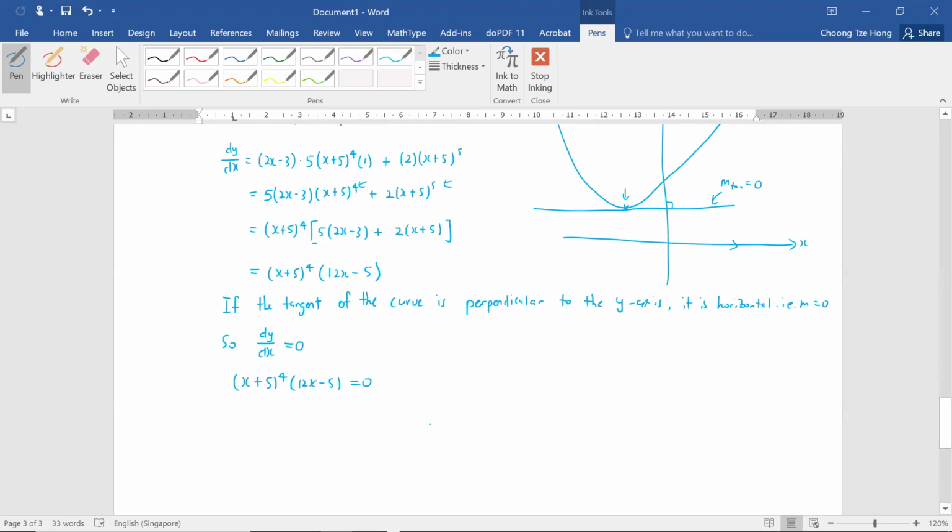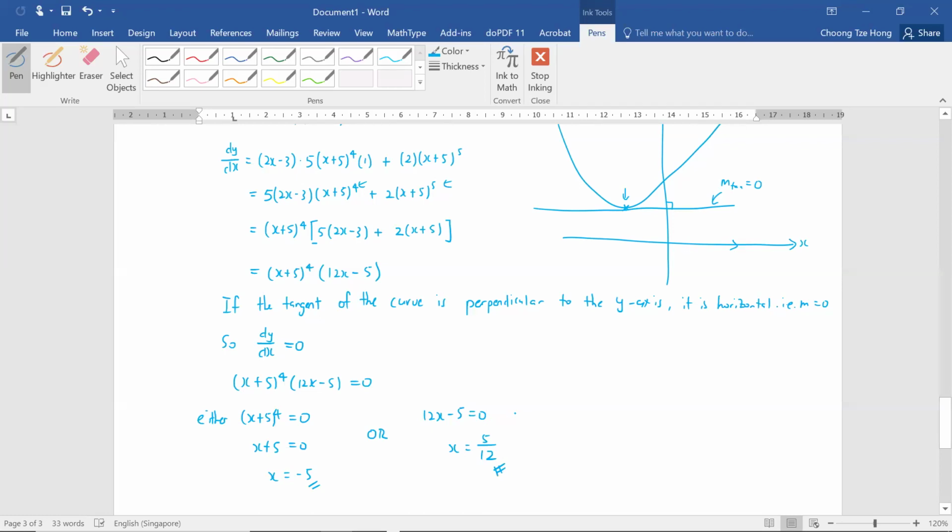Then we're going to solve. Either (x plus 5) to the power of 4 is 0. If (x plus 5) to the power of 4 is 0, there's only one possibility, which means that x plus 5 has to be 0. Only 0 to the power 4 can give you 0, right? So x will be negative 5. This will be one of the answers. Or 12x minus 5 equals 0, so x will be 5 over 12. So these are the two answers.